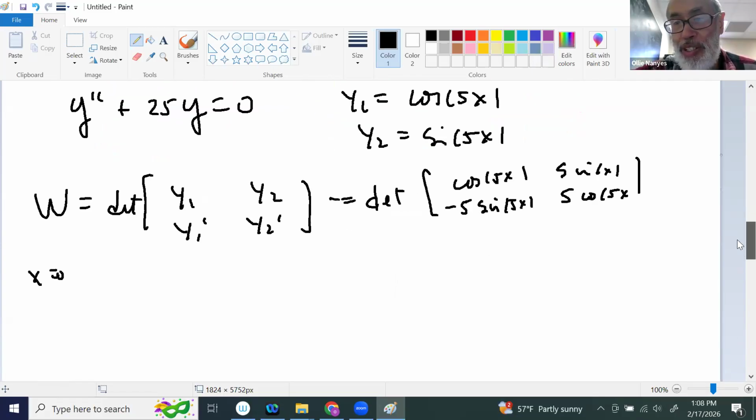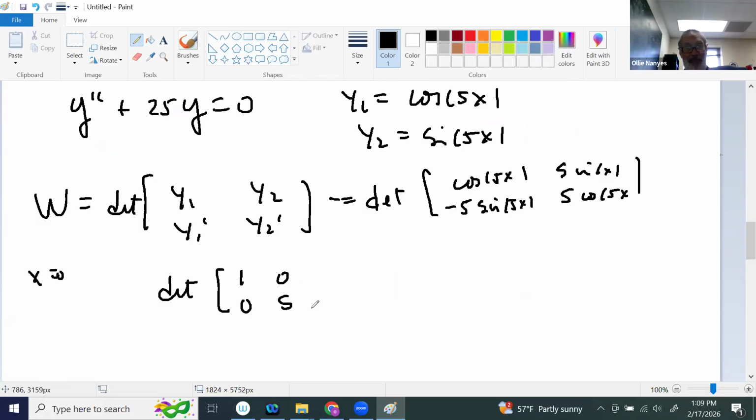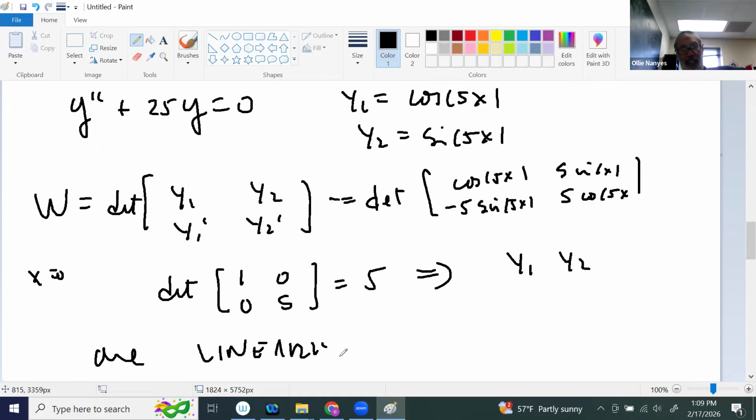Now it turns out this isn't that bad without that, but if you let x equal 0, this becomes a determinant of 1, 0, 0, 5. And by just checking the Wronskian at this one point, these functions y1, y2 are linearly independent.